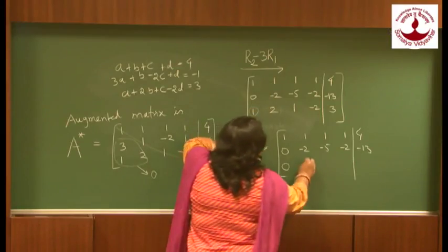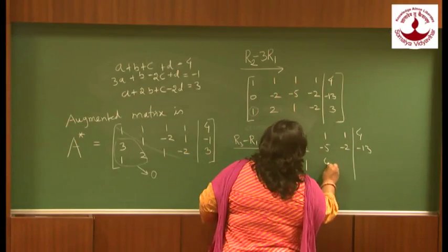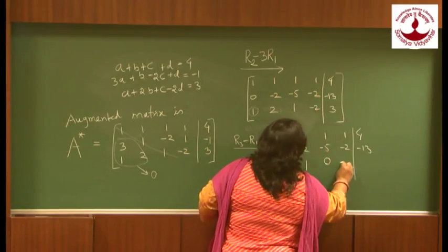So if you do R3 minus R1, what you obtain is 1 1 1 1 4 and 0 minus 2 minus 5 minus 2 minus 13. This is 0. We have aimed at that. 2 minus 1 will be 1. 1 minus 1 will be 0. Minus 2 minus 1 minus 3. 3 minus 4 is minus 1.